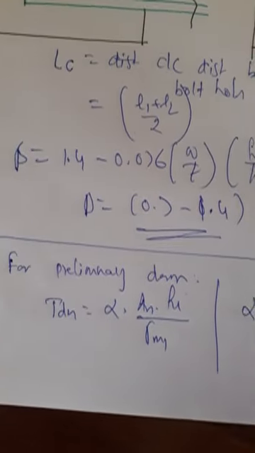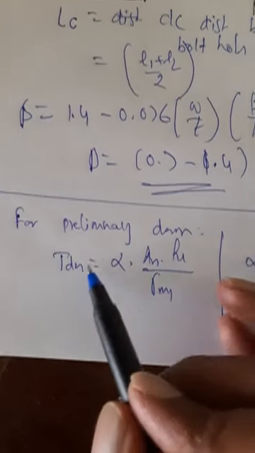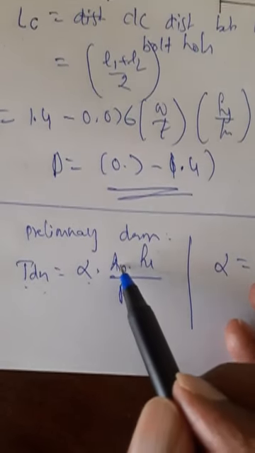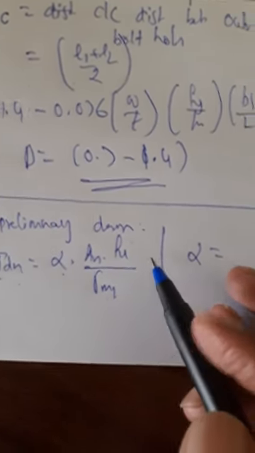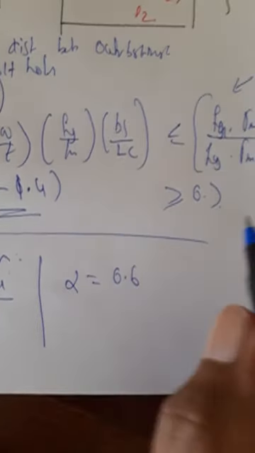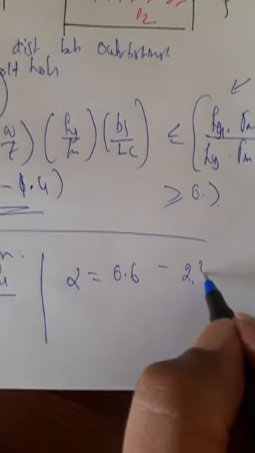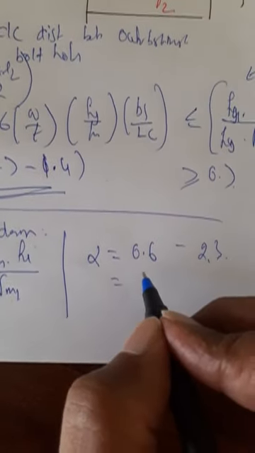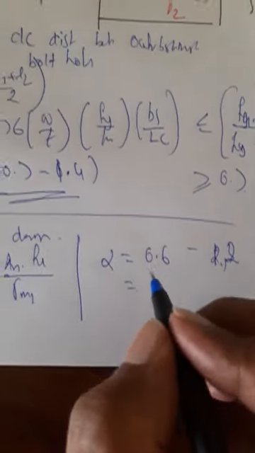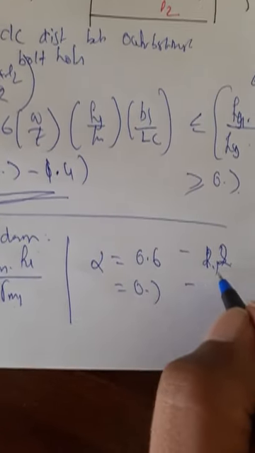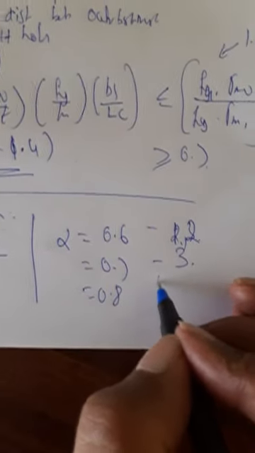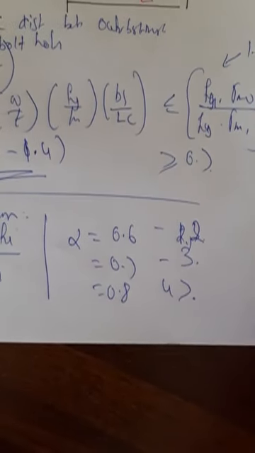Now for preliminary design considerations, the code uses an equation for TDN to start the design work. TDN is equal to alpha into AN Fu by gamma m1, where alpha is equal to 0.6 for 1 or 2 bolts, alpha is equal to 0.7 for 3 bolted connections, and equal to 0.8 for 4 or more bolts.